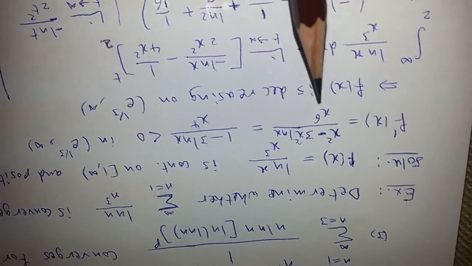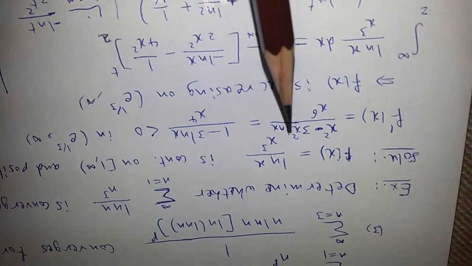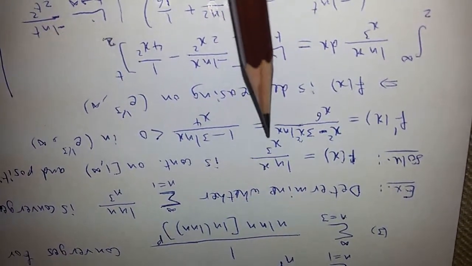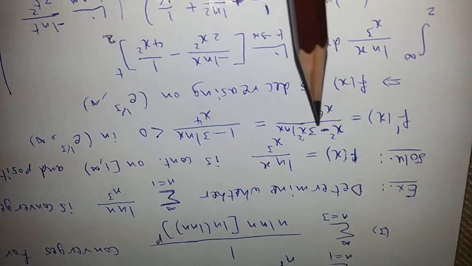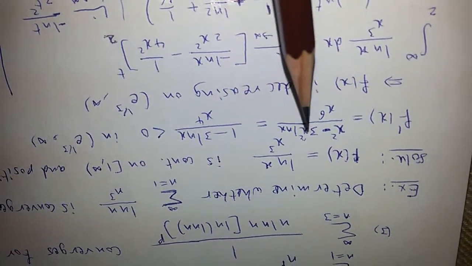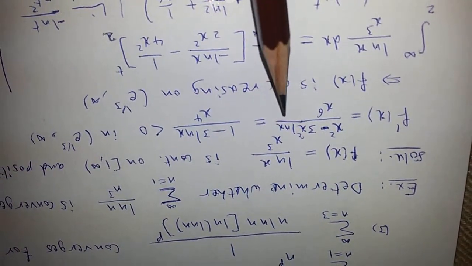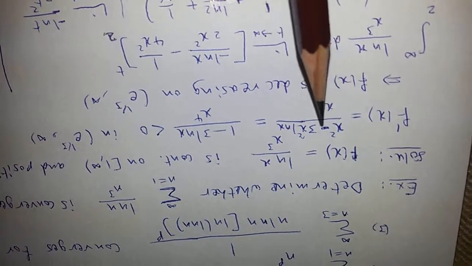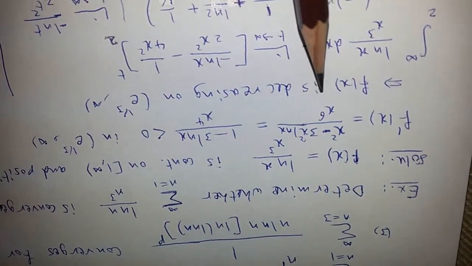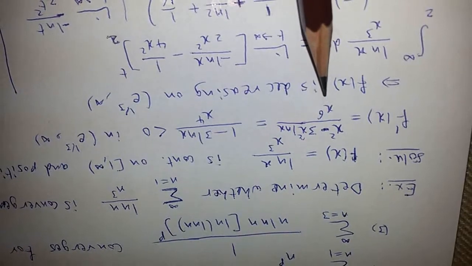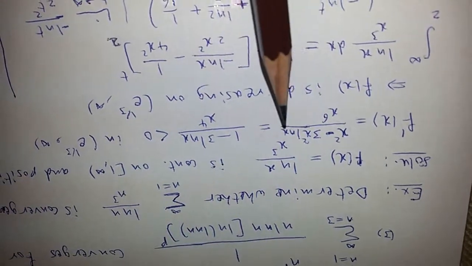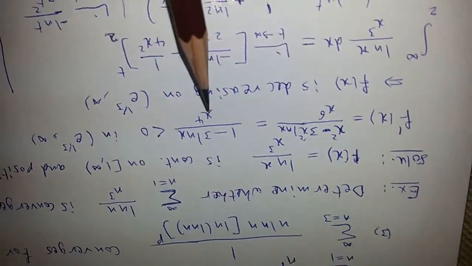It's a quotient, so this is x to the power 6, the square of this. The derivative of ln x is 1 over x, times x cubed, minus the derivative of x cubed, which is 3x squared, times ln x. That's the quotient rule. Take x squared as a common factor and cancel with x to the power 6, so you will get 1 minus 3 ln x over x to the power 4.